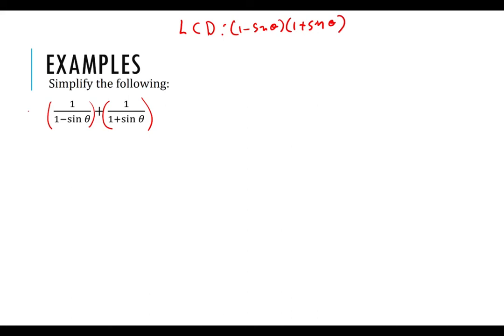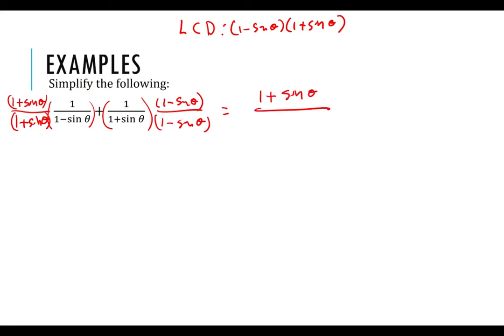That's going to be, on the left-hand side, I'm missing 1 plus sine theta, so 1 plus sine theta divided by 1 plus sine theta. And on the right-hand side, 1 minus sine theta divided by 1 minus sine of theta. Well, then what do we get? On the left-hand side, I'm going to get 1 plus sine of theta times 1 all over.